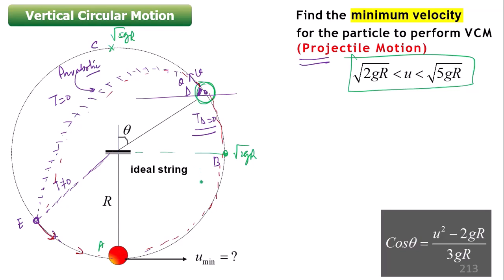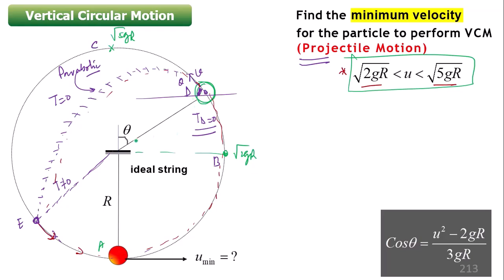So this is what happens if I throw the ball with a velocity lying in between root 2gR and root 5gR. In this type of question, you are asked to calculate the angle theta from where the particle will perform the projectile. Let us say it will perform the projectile movement at point D.